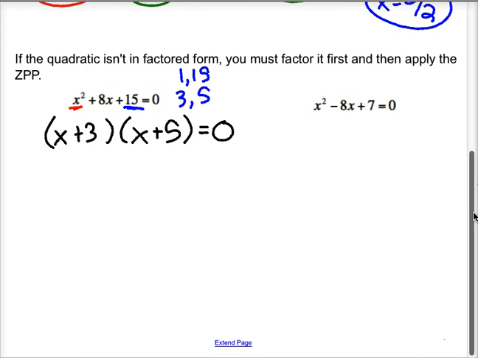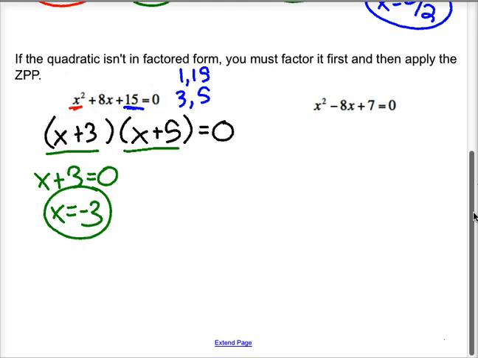Now that I have it factored, now I can apply the zero product property. Because now I can say, hey, this first piece, I can set it equal to 0 and solve. And the second piece, I can set equal to 0 and solve. So again, the key here is you can always factor it and then apply the zero product property, finding the two solutions by making both pieces equal to 0.